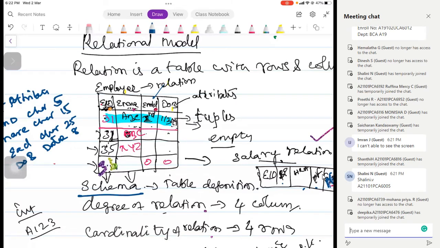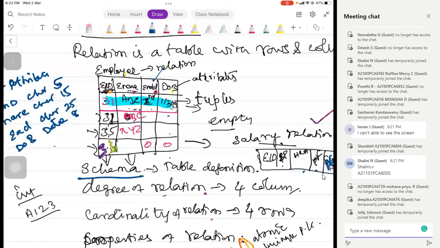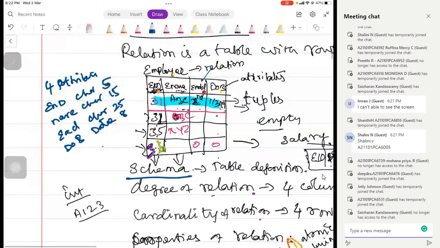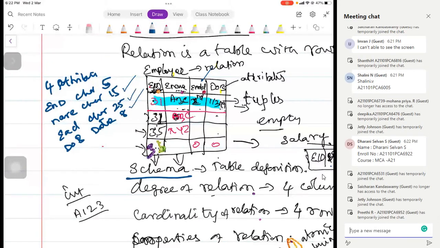It may be empty or it may be zero, whatever it may be. We'll see how it will be managed and processed. Once you want to create a table or relation, you should give what all the attributes are in that. See, four attributes are there here. Employee ID, character 4. Employee name, character 15. Employee address, character 25. Date of birth, date. These are all the data types.